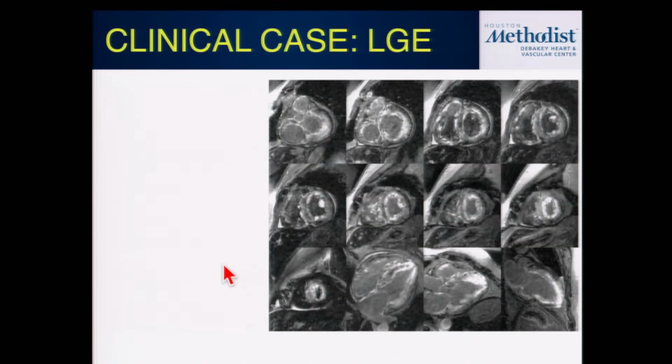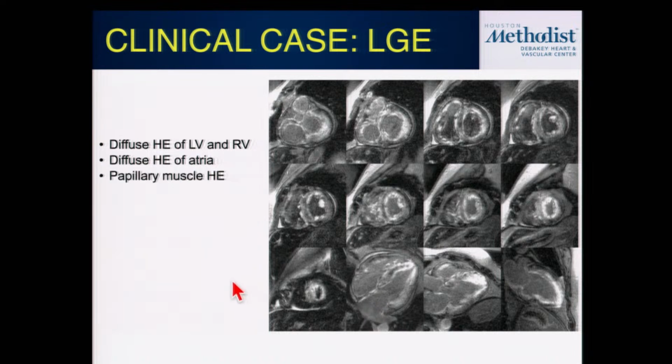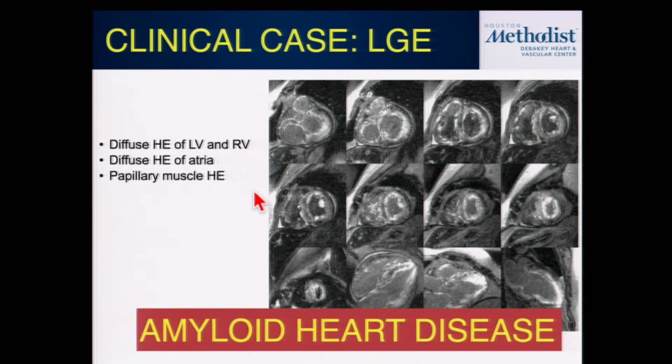And then when you couple that with the delayed enhancement findings, where this now is post-contrast imaging, what do you notice? You see that there is really diffuse enhancement of the left ventricle and the right ventricle. Notice also the atria show enhancement as well. You can also see enhancement in the papillary muscles. This is really the classic finding that you see in amyloid heart disease.